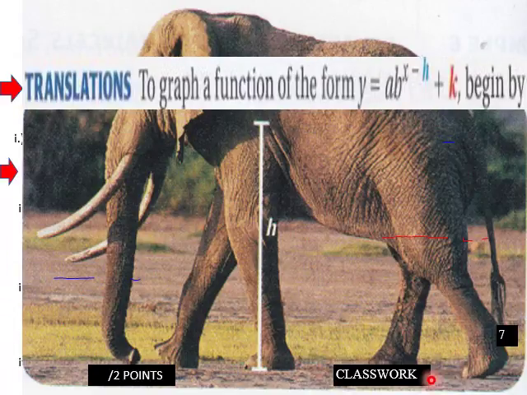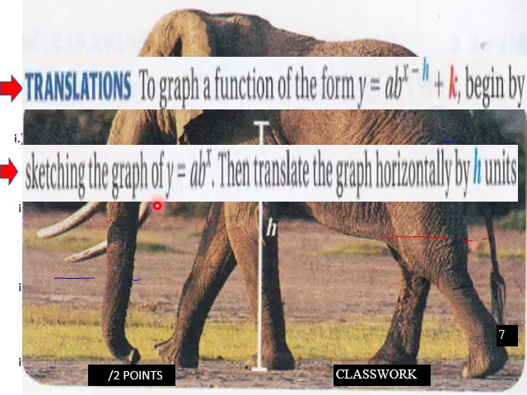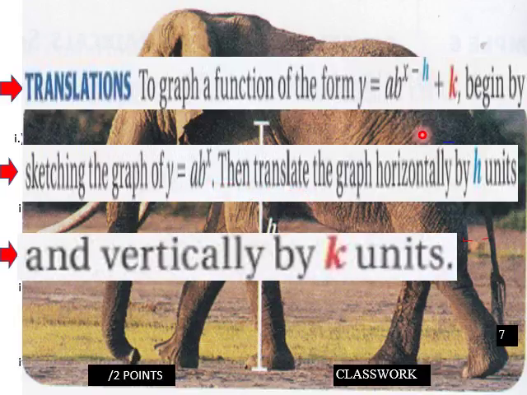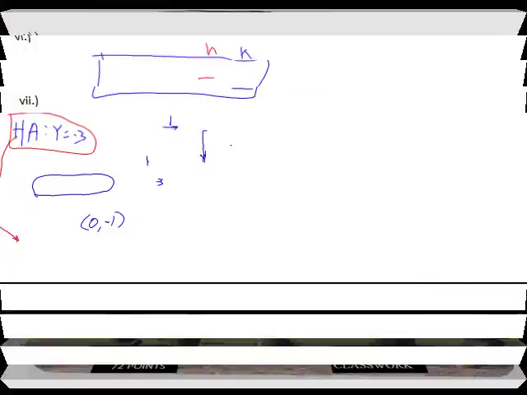So page 7 on your classwork sheet, to graph a function of the form y equals a b to the x minus h plus k, begin by sketching the graph y equals a b to the x. Then translate the graph horizontally, h units. So this is our horizontal translation. And then vertically, k units. This is our vertical translation.